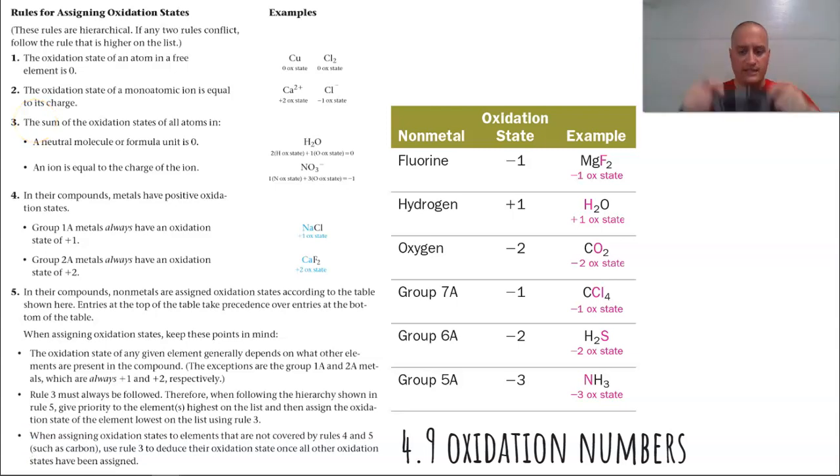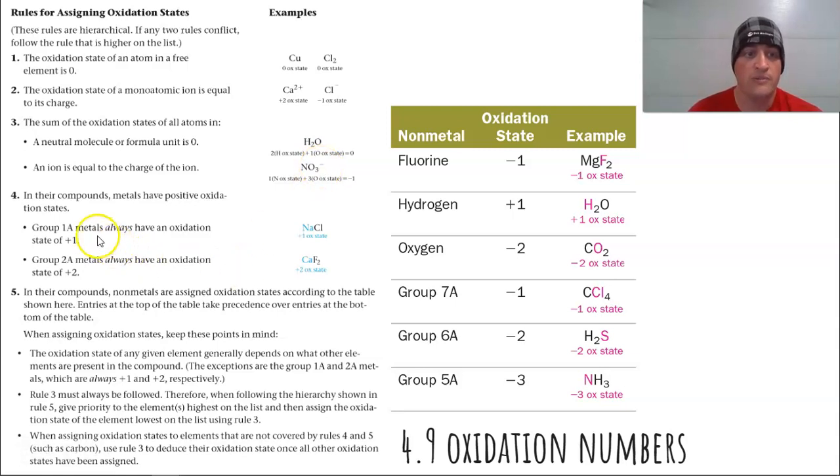All right, we're looking at oxidation numbers in 4.9 here. There are rules. The rules are pretty straightforward. Things that are elements, 0. If they're ions, follow the charge. Sum of oxidations, so that means that if the overall compound is a 0, the overall sum of the oxidation numbers must be 0. If it's -1, the sum of the oxidation numbers must be -1, or whatever the ion is.